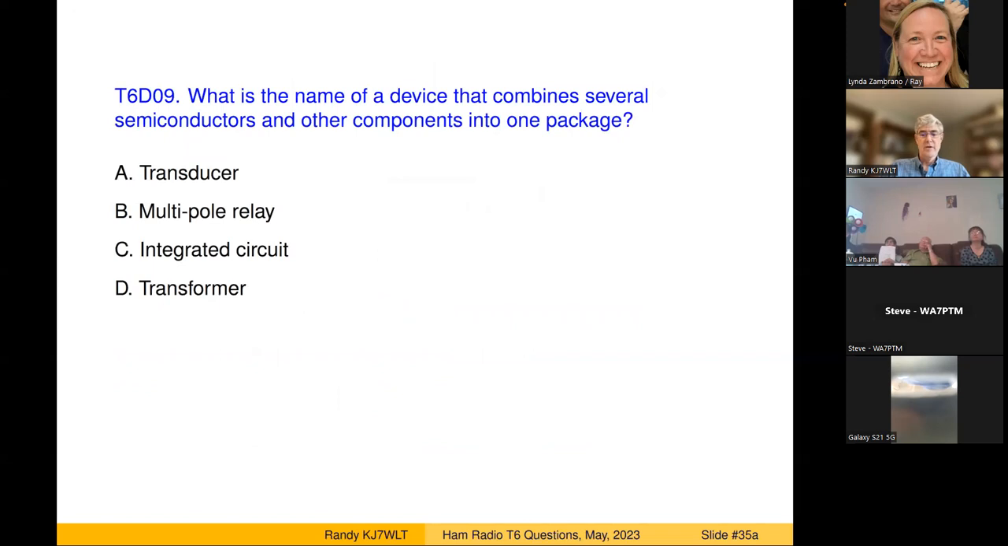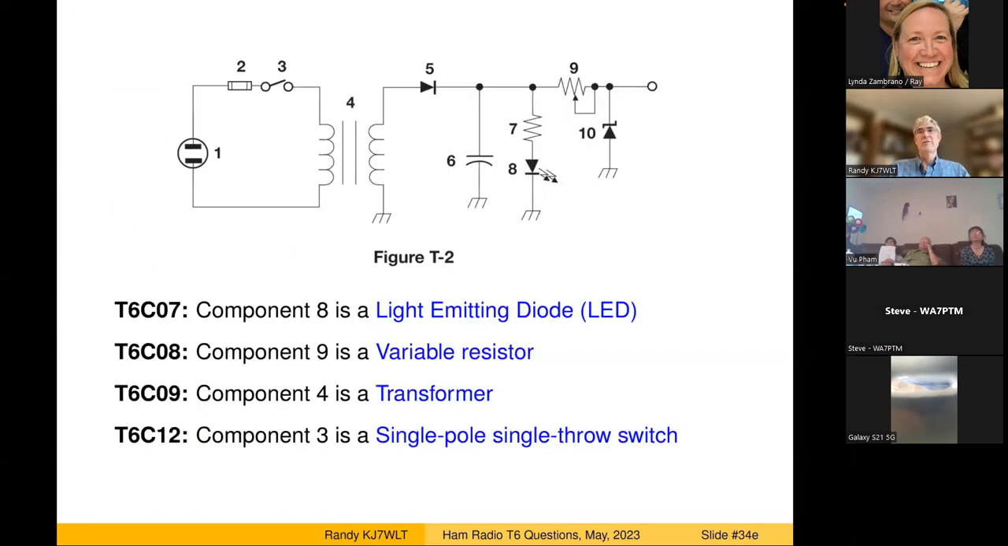Okay, before we go on, are there questions at all about schematic diagrams or what any of these symbols mean or what any of these different types of components can do?